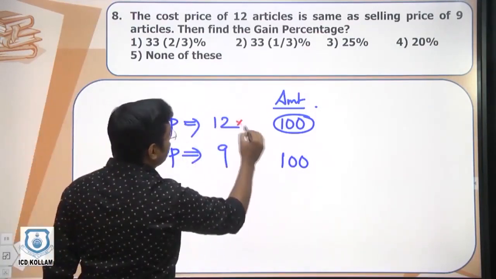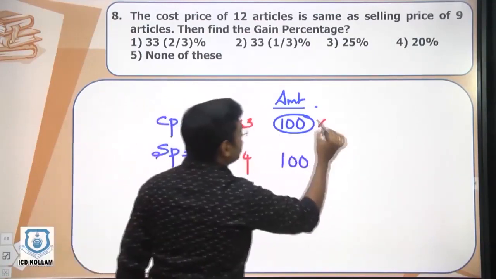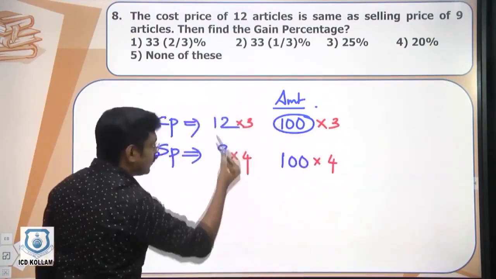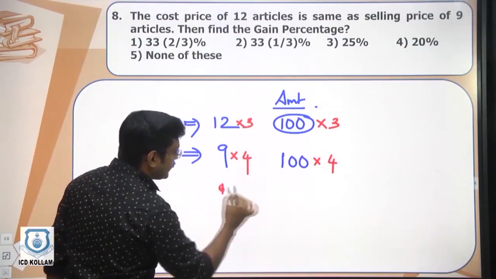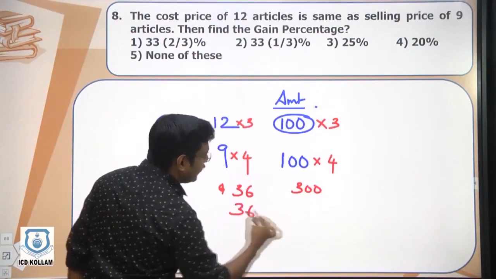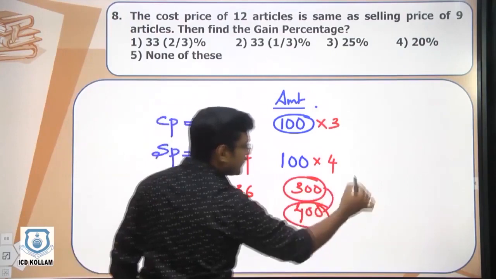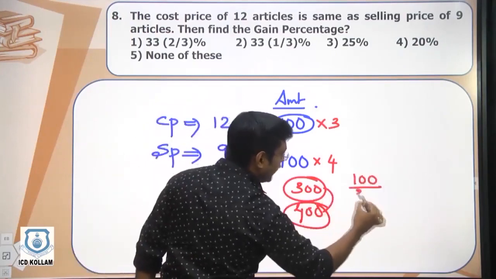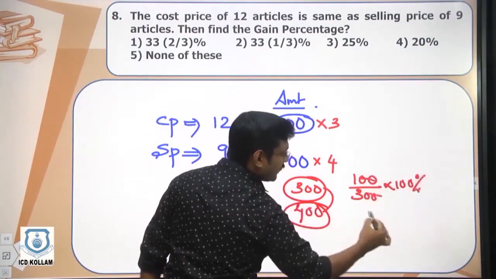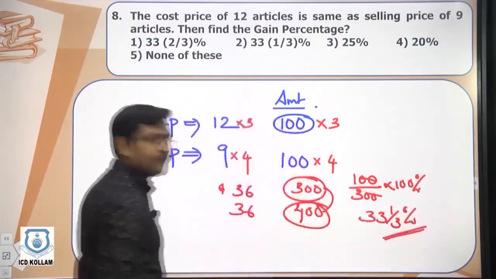So 12 into 3 and 9 into 4. That's 36, right? Since here I multiplied with 3, here also I need to multiply with 3. Here I multiplied with 4, so here also I need to multiply with 4. So simply I can say that for 36 articles, the cost price is 300, and for the same 36 articles, the selling price is 400. So this is cost price and this is selling price. So the profit here is 100 with respect to CP, that is 300, is what percentage? Yes, 1/3 of 100%. Again, you will get the same answer, that is 33 1 by 3%.